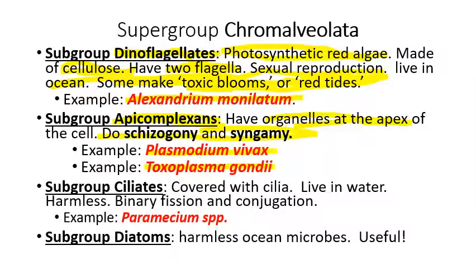The subgroup ciliates includes the paramecia that have their contractile vacuole, and they live in the water and swim by means of cilia that cover their entire surface. And then the diatoms are kind of interesting because they are a harmless ocean microbe, but they're a massive constituent of the ocean. A large amount of the life in the ocean is comprised of diatoms.